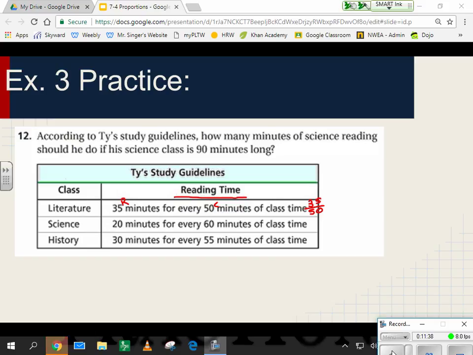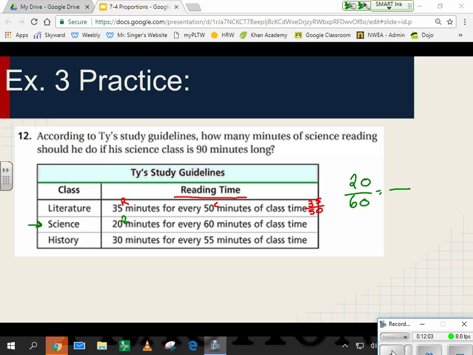So we got to figure out what the ratio is for what we see here. And here we can see that it's 20 minutes of reading for every 60 minutes of class time. So that would be 20 over 60. See how we set up that ratio? 20 over 60. So now what we got to do is figure out what is it that we know and what is it that we need to find out.